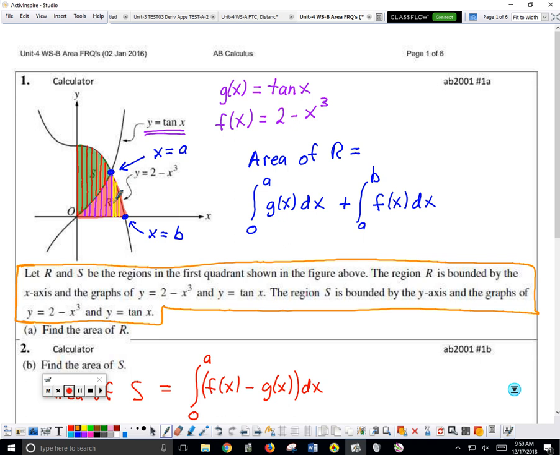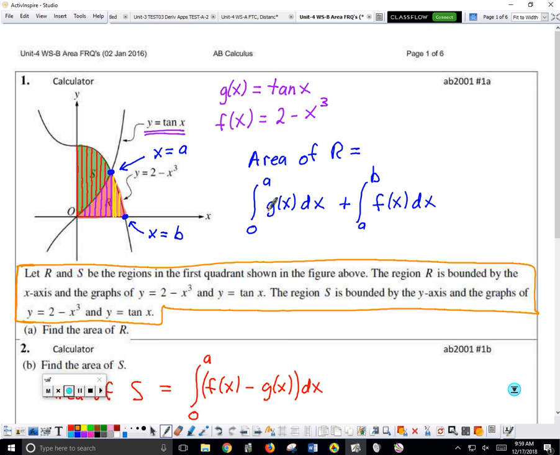touching G of X. The bottom of every blue is touching Y equals 0. So in the blue section, I know that the top is G of X, the bottom is 0. So G of X subtract 0 is just G of X. I always find area by going top minus bottom. How many noticed that? 2 points. Anybody want me to say it again? Just wait.